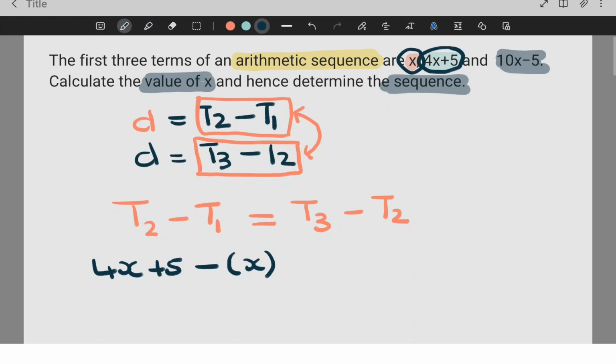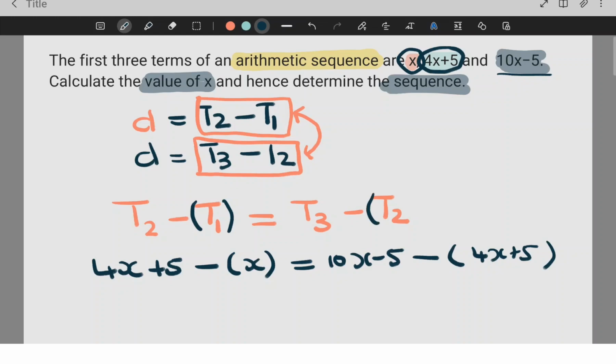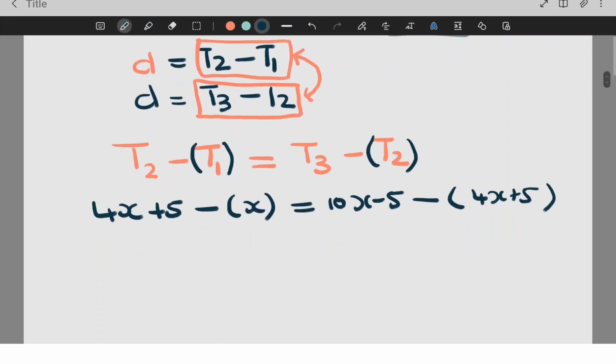T2 minus T1 is the same as T3 minus T2. So T3 is 10x minus 5, and T2 is 4x plus 5. Just remember to put this one in brackets and that one in brackets. Why? Because when you minus and you remove the brackets, your signs might change. Okay? This will give you a mark.